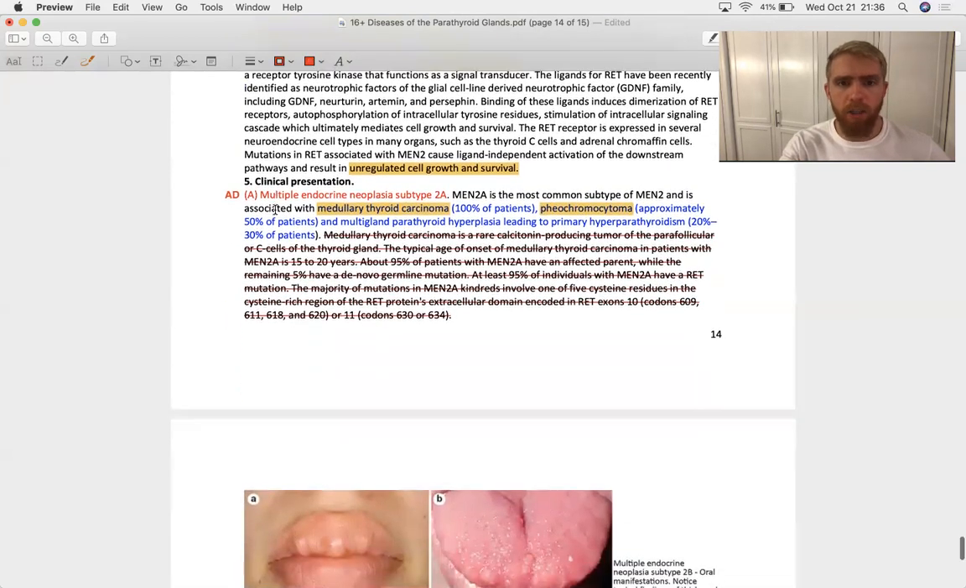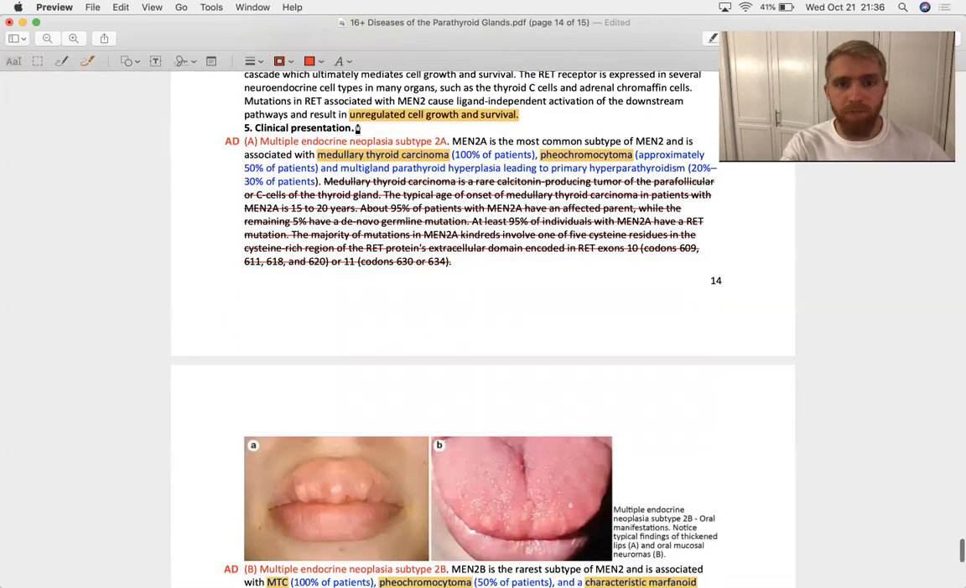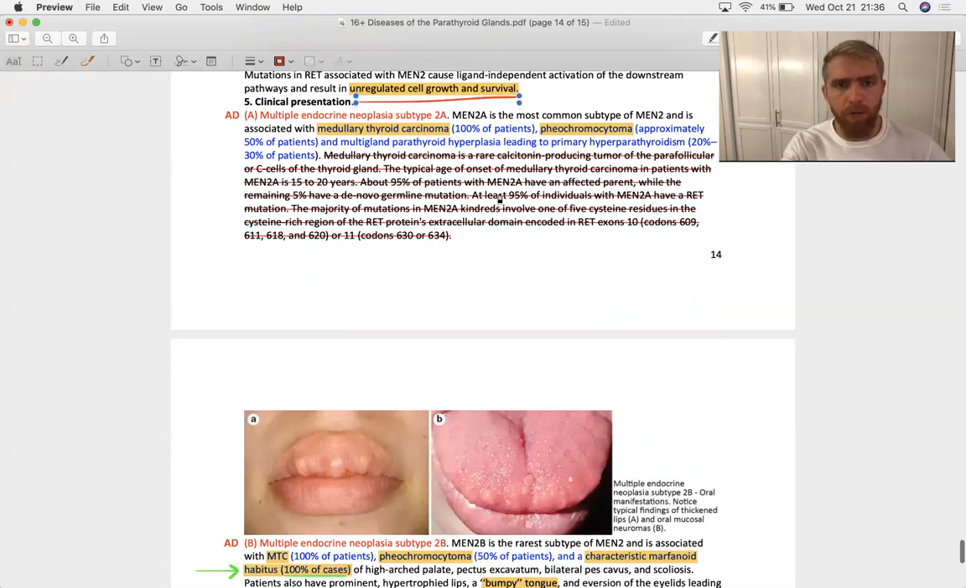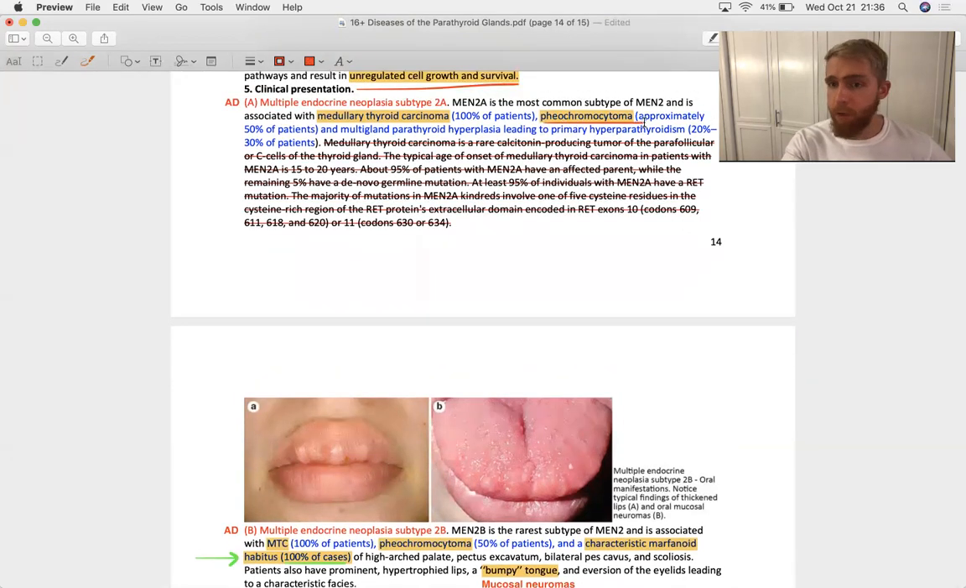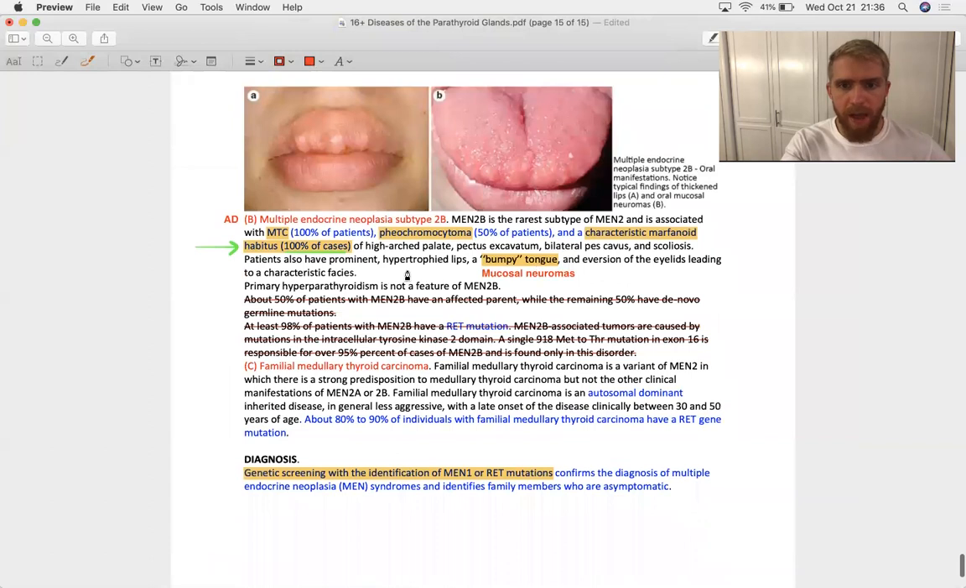So RET is an oncogene. It's mutated. Cells just grow and proliferate without needing growth factors. 2A and 2B have RET mutations. 2A and 2B both have pheochromocytomas. We have another SDL on that. And what is going to help you tell 2B apart, besides the lack of calcium imbalances, is going to be a characteristic marfanoid habitus in 100% of cases.